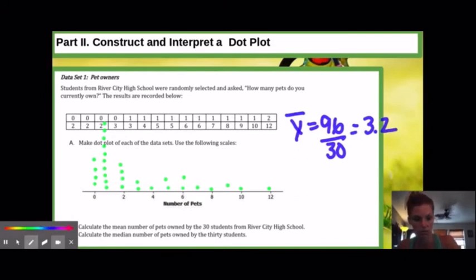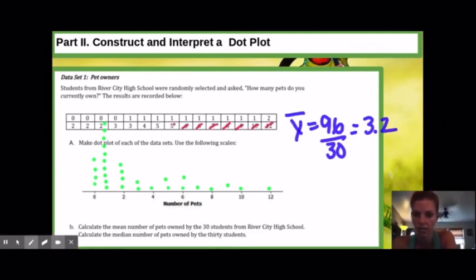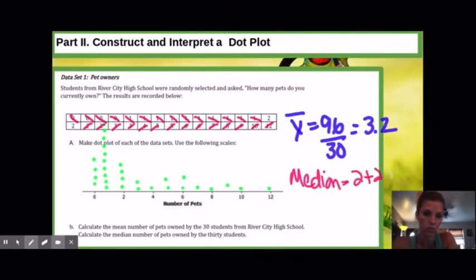That makes sense. Okay. The next part wants us to calculate the median. So they are in order just from top to bottom. So I'm going to cancel out. There's 30. So let's cancel out, how about 14 each? 1, 2, 3, 4, 5, 6, 7, 8, 9, 10, 11, 12, 13, 14. How about on the other side? 1, 2, 3, 4, 5, 6, 7, 8, 9, 10, 11, 12, 13, 14. And I have 2 numbers. Remember, when you have 2 numbers, you add them up and divide by 2, but they just both happen to be a 2. So 2 plus 2 divided by 2, 4 divided by 2 is 2. So the median is 2. That's it. Dot plot, mean and median.